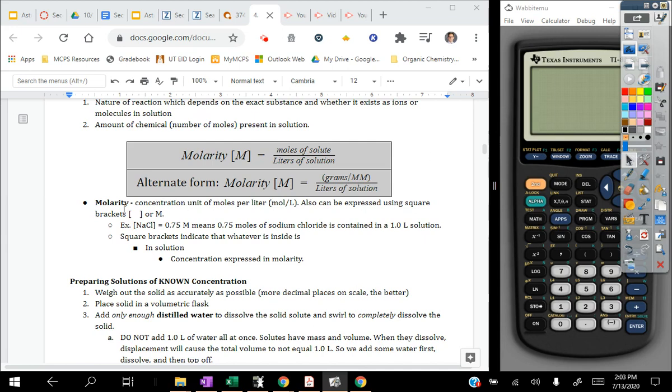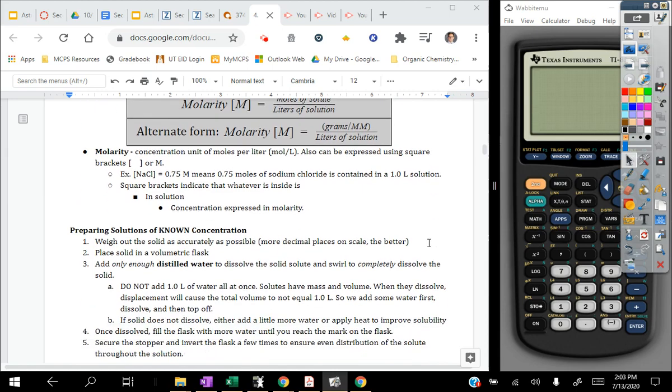As I said before, it can be expressed using square brackets or a capital M. The alternate form I have here incorporates grams into the equation because grams can be converted to moles, and then moles can be divided by liters to form the molarity. 0.75 M means that we have 0.75 moles of our chemical contained in a 1.0 liter solution. Square brackets indicate that whatever is inside is both in solution and a concentration. If you use parentheses instead, it represents something a little bit different, so you do need to use square brackets.